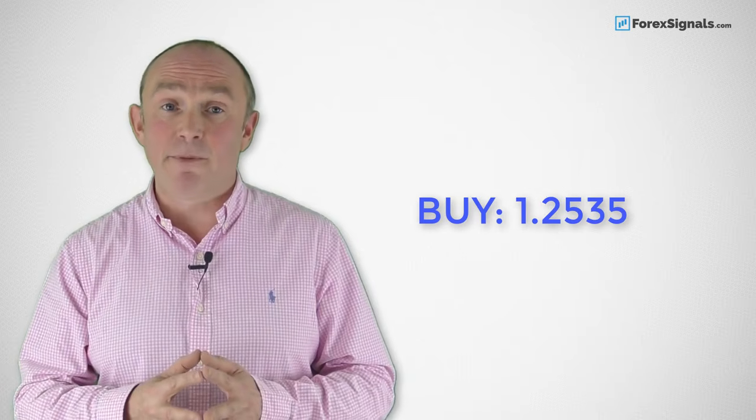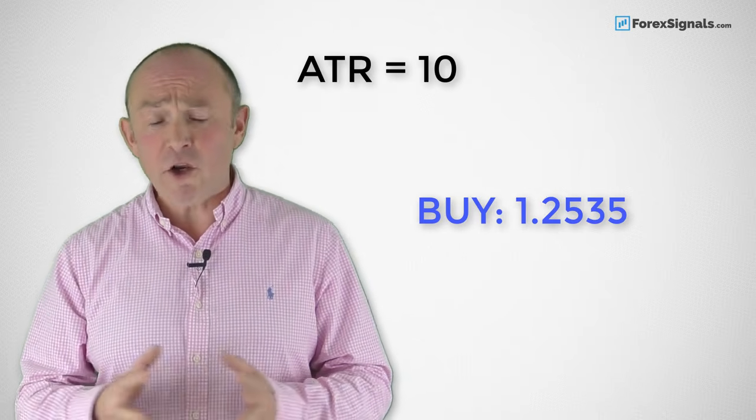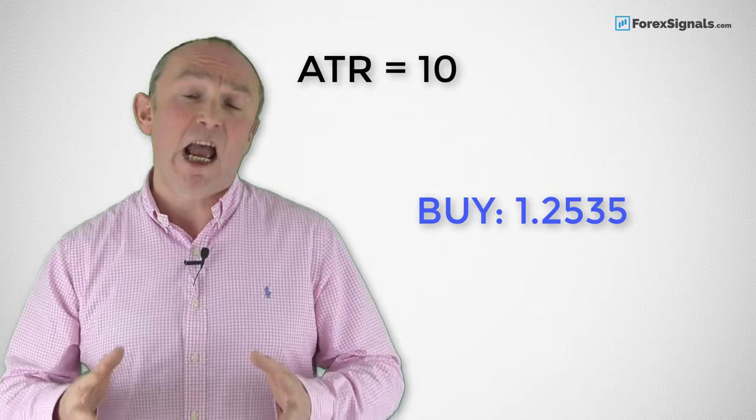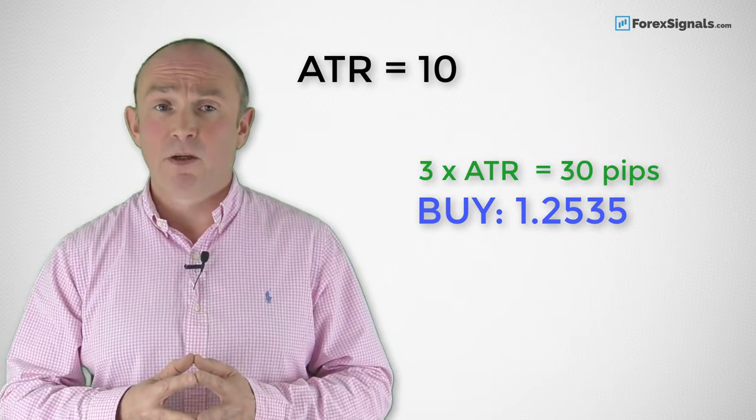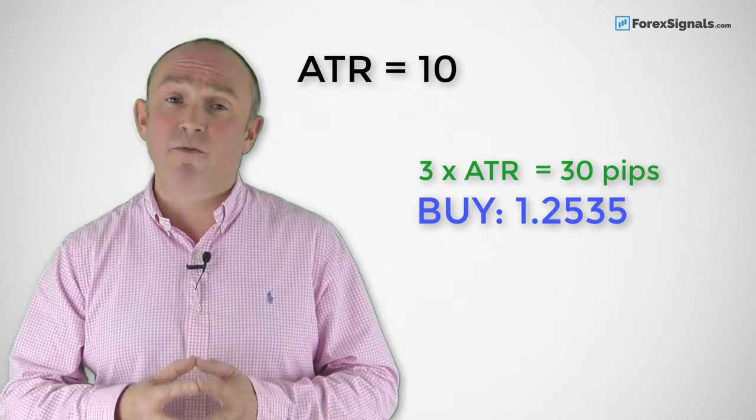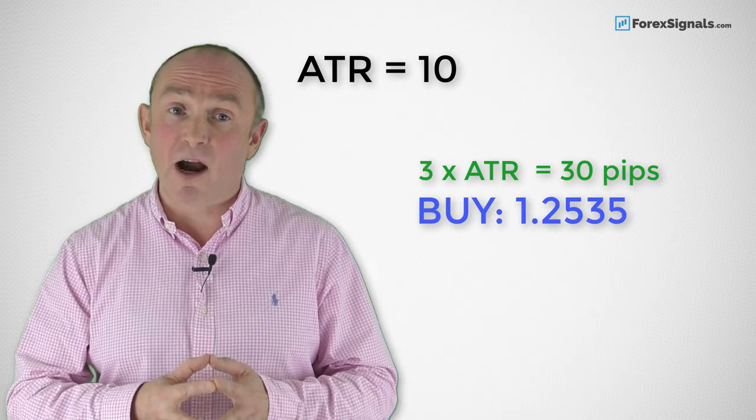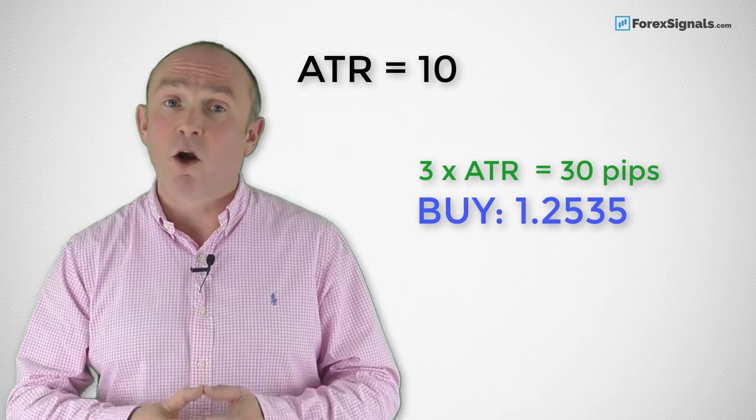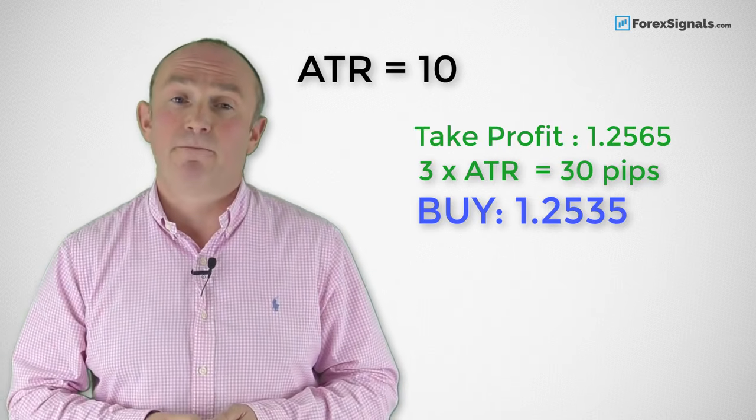for that particular time period was 10, then you could place your take profit target at, say, 3 times the ATR value. So that would be a 30 pip take profit target. So 1.2535 would take a profit target of 1.2565.